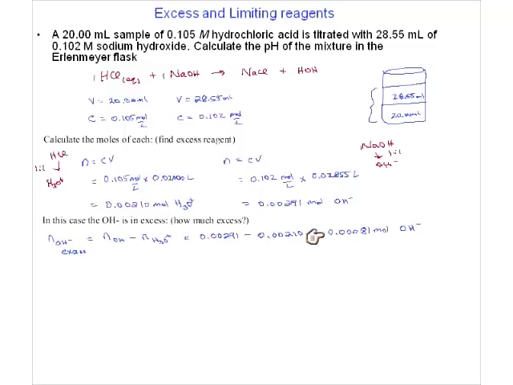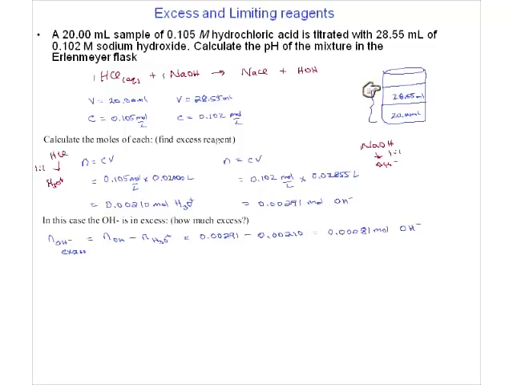Now you might say, okay, good enough, plug that in your calculator, get the pH. No, it doesn't work that way. pH is based on concentration. What we have here is the number of moles. So what we've got to do now is figure out the concentration of this new solution.